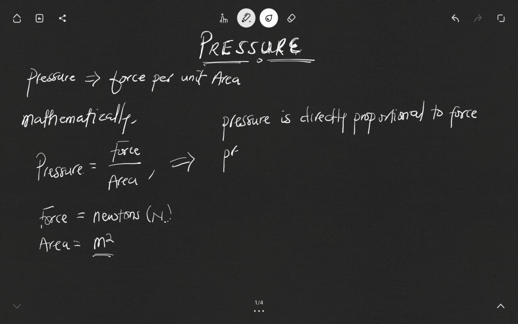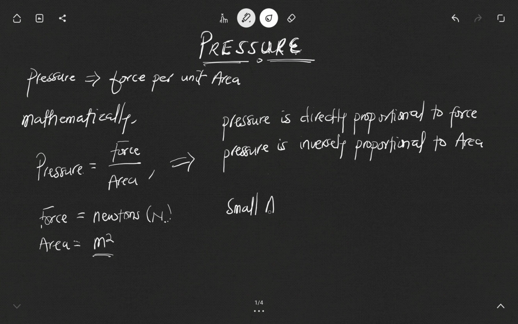And then we can also say that pressure is inversely proportional to area, which means that if we have let's say a material or an object that has a very small area, because of this relationship, pressure and area being inversely proportional, small area means there will be a high pressure at that particular area. This is very true, as we can see some examples in real life.